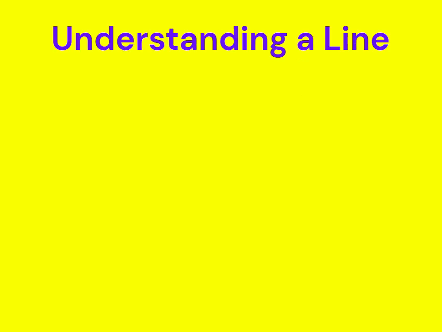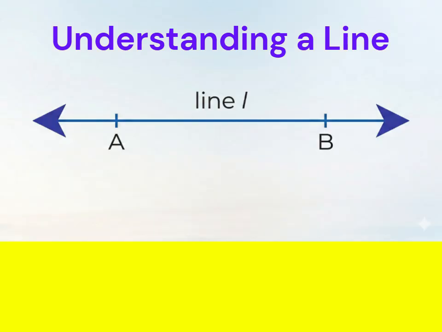Understanding a line. Now, imagine that segment never stops growing. If we add arrows to both ends, it becomes a line. Those arrows mean the line travels infinitely in both directions. It never ends. We can name it by 2 points on the line, like line AB, or simply give it a small nickname, like line l. Unlike a segment, you can never truly measure the length of a line.